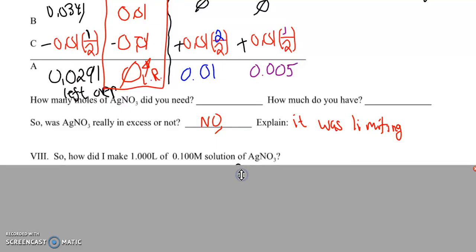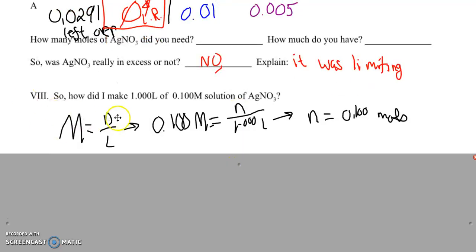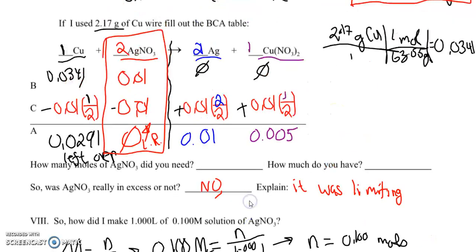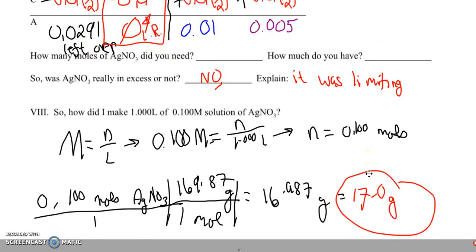Okay, so the next question. How did I make that 1 liter solution of 0.1 molar silver nitrate? So if molarity is N over L, and I needed 0.100 molar in a liter, I'm solving for N. N was 0.100 moles. Now, before, I only used 100 milliliters, so I only used 0.01 moles. Okay, so I need to figure out how many grams of silver nitrate that actually was. So when you go to the chemical storeroom, silver nitrate is a powder, and you have to weigh it out, measure, and create your solution.